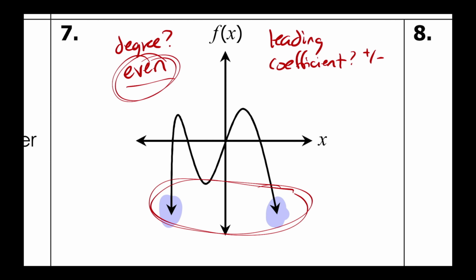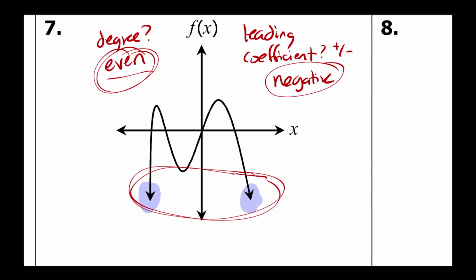Now they're both facing down. They're both going to negative infinity. So that means my leading coefficient is negative. We get that frown. Okay, so when they're facing the same way, I think that's the easier one. If they're both facing up, the leading coefficient is positive. If they're both facing down, the leading coefficient is negative. Or if I want to say it more technically, if they're both approaching positive infinity, it's positive. If they're both approaching negative infinity, it's negative.